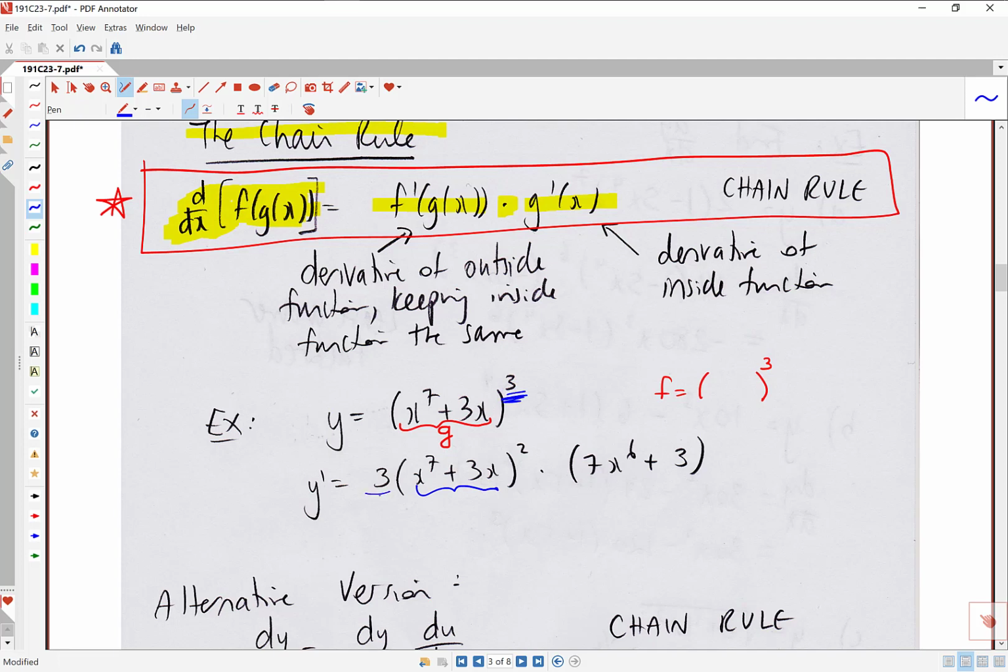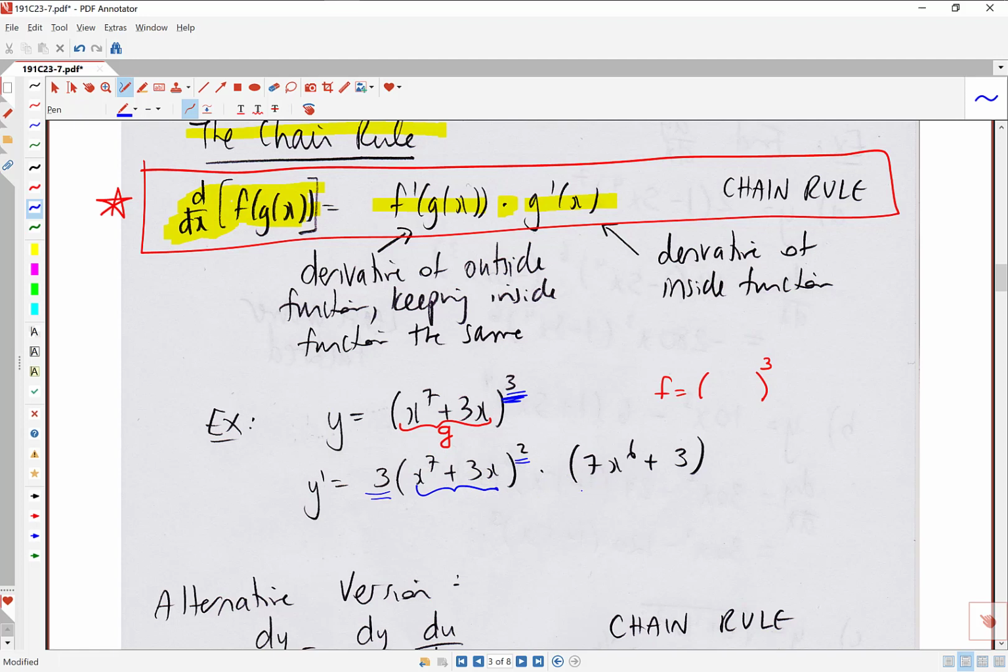So we bring the 3 down in front, keep the inside function the same, and then decrease the power to 2. So that's what we mean when we say f prime of g of x. Deal with the outside part, which is usually the power, and keep the inside function the same. Okay, then we multiply by the derivative of the inside function.